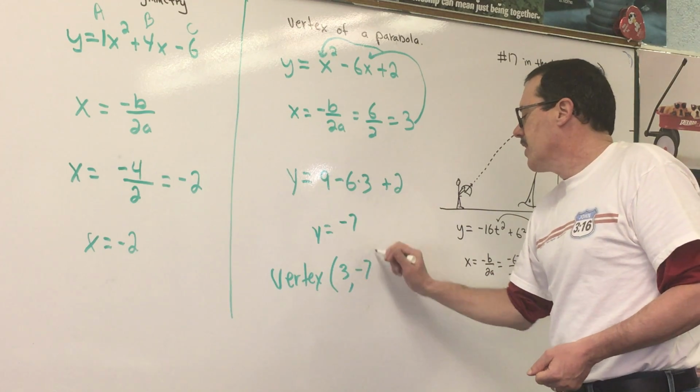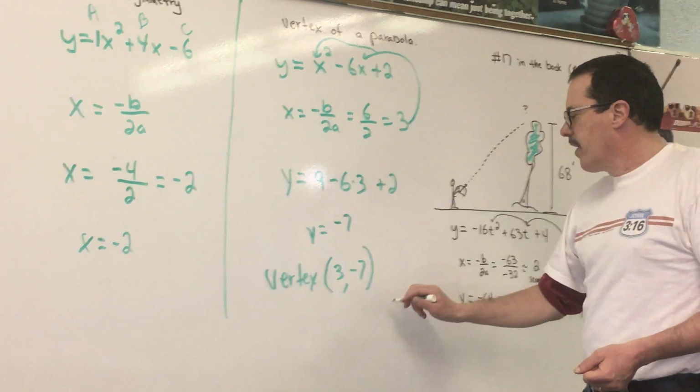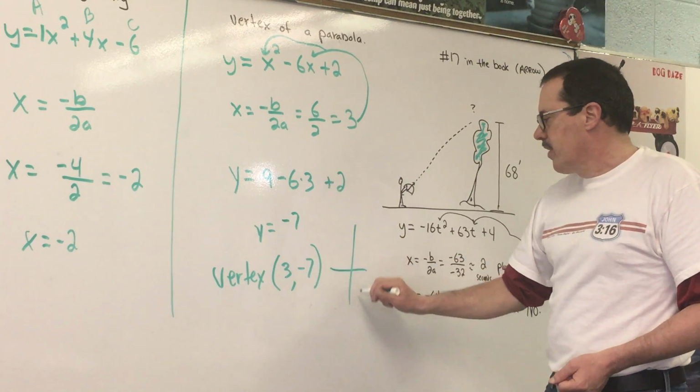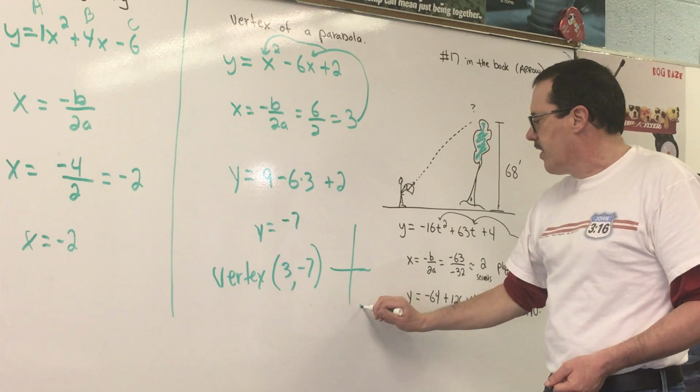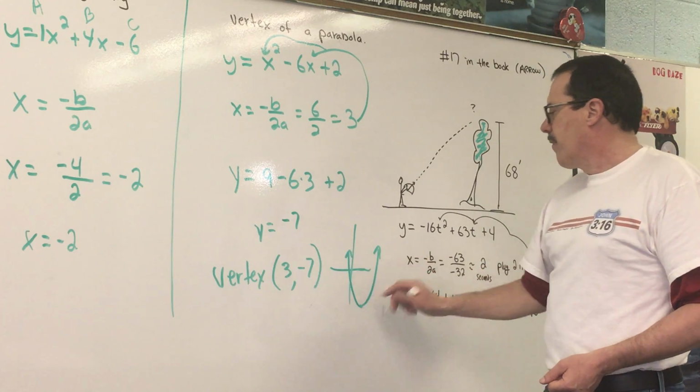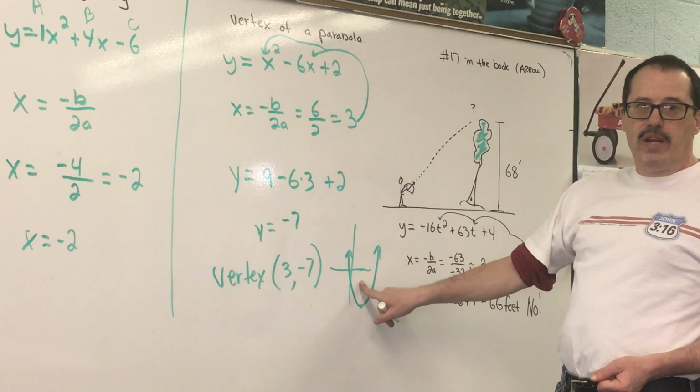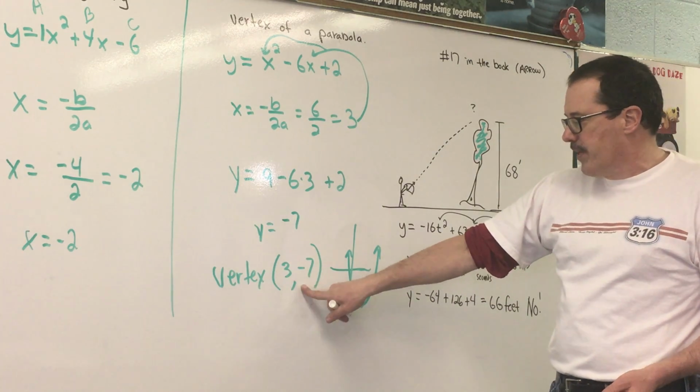And that's your answer. And all that means on a graph is that wherever it turns, this one opens up because it's positive, so 3, -7 is down here, so I now know that my parabola is going to look something like this. You don't have to know that for the book. You have to know this for that.